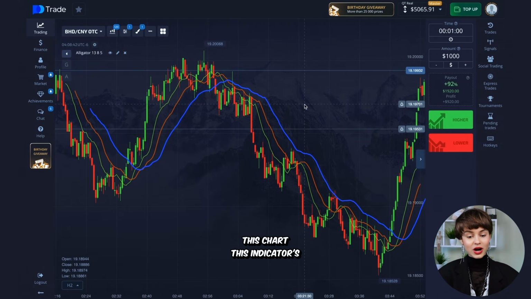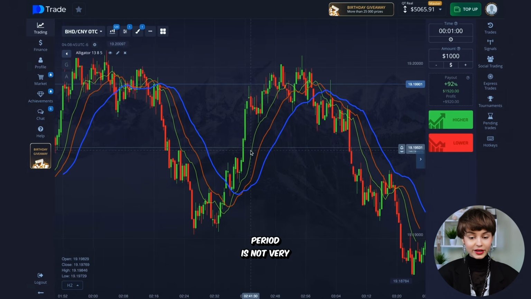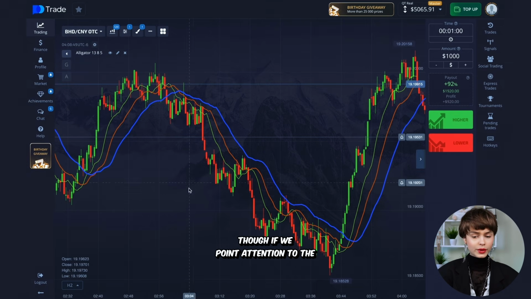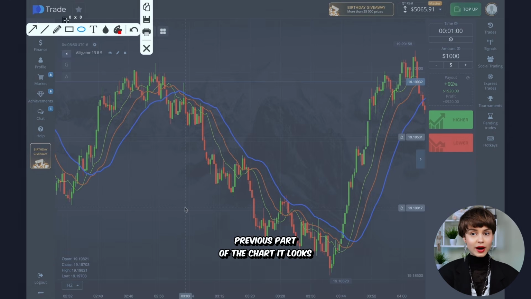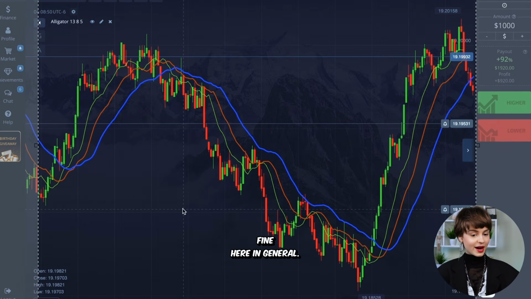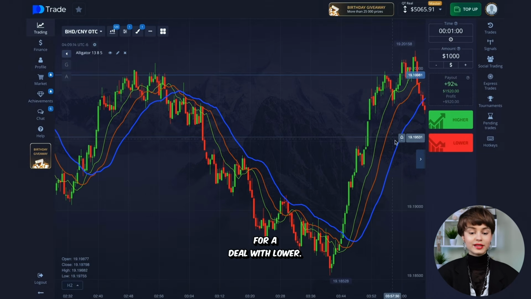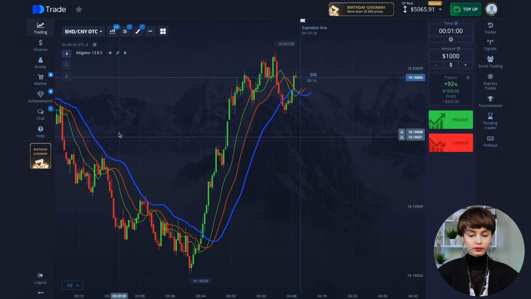It means this indicator's period is not very correct and suitable. Though, if we pay attention to the previous part of the chart, it looks fine in general. We have an intersection right here and rollbacks of the chart from the blue line, from our indicator. And here, and here are intersections which we could use as signals for a deal with lower.